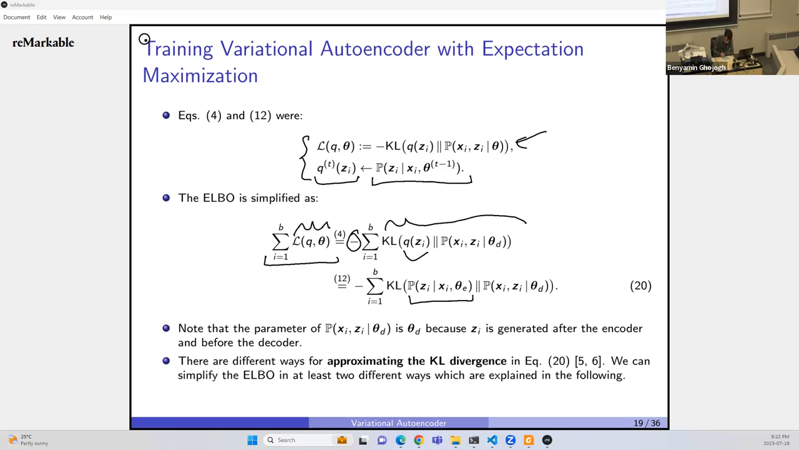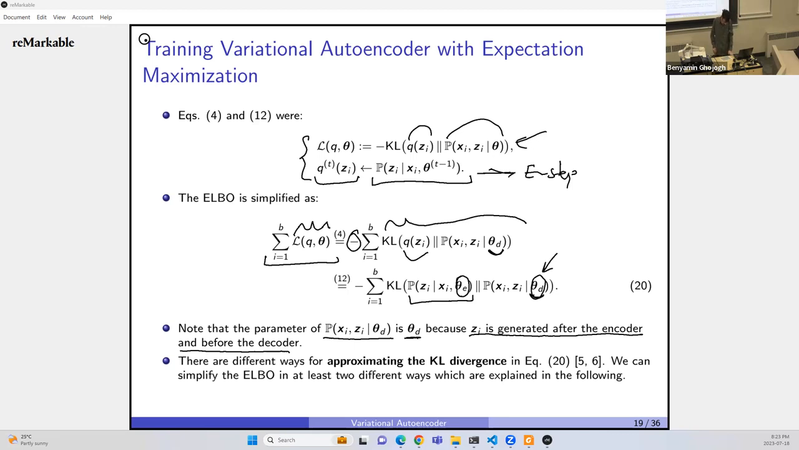Note that the parameter of the probability of Xi and Zi is theta D. Why? You should note this. It is theta D because Zi is generated after the encoder and before the decoder. Am I right? Here, in the ES step, this parameter has to be theta E. Yes, this should be theta E and this should be theta D. Why? Because theta E, the encoder, gives me Zi. However, here this should be theta D, because now I feed Zi to the decoder and I get Xi.